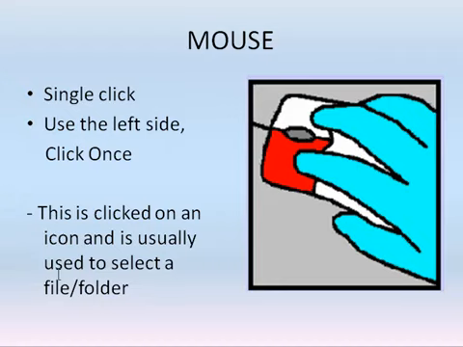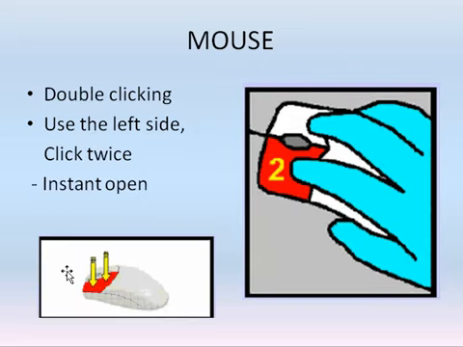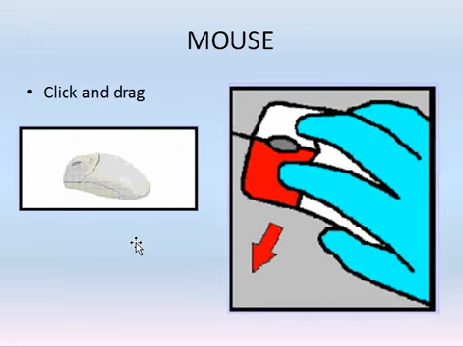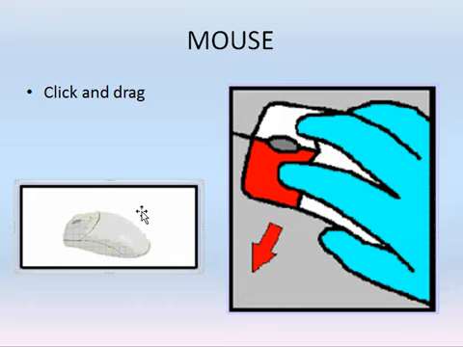There is something called a single click. If we press the button only once, it is called a single click, and it is usually done to open a particular file. Double clicking is to use the left side key and press it twice very quickly to instantly open any file or folder. Then another function is click and drag. So we can hold this picture on the screen, click the left button and move the picture.